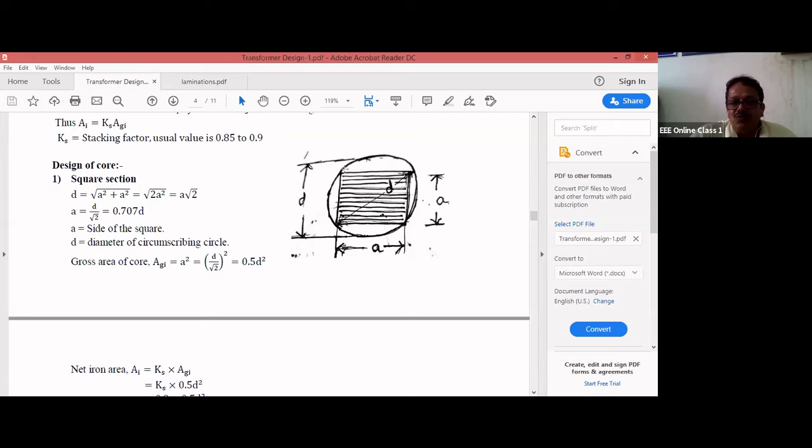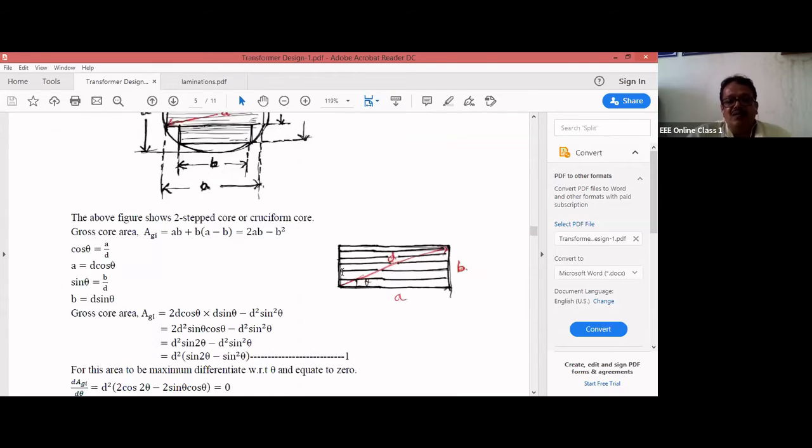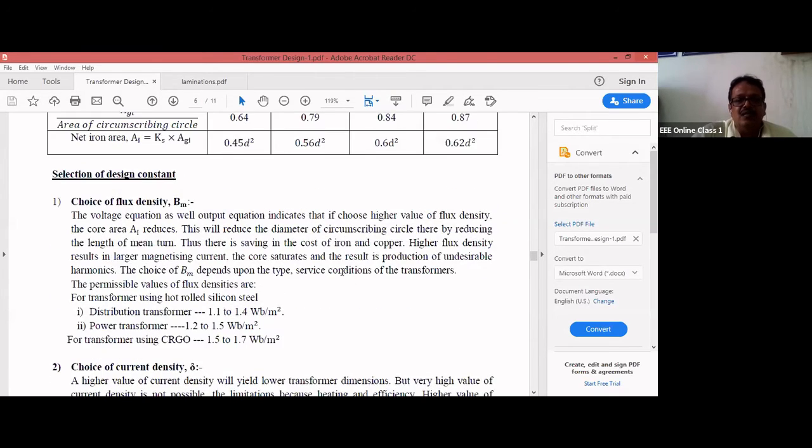And what you are going to do with the winding around the core, the mean turn will also become less. So I can save the iron part. Also, I can save the conductor part, if I go for a higher value of flux density. Thus, there is a saving of the cost of iron and copper.